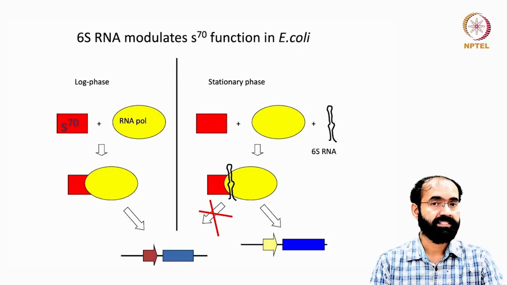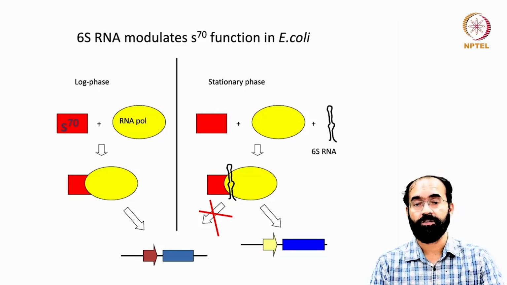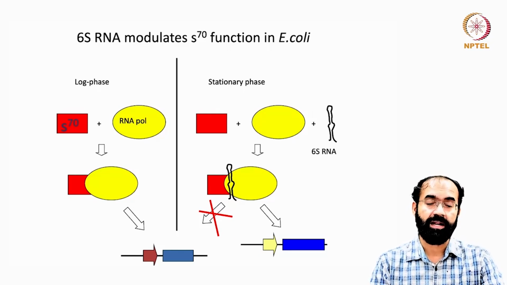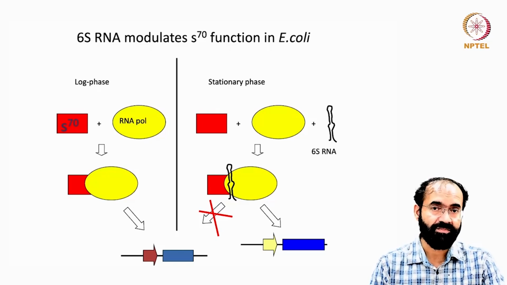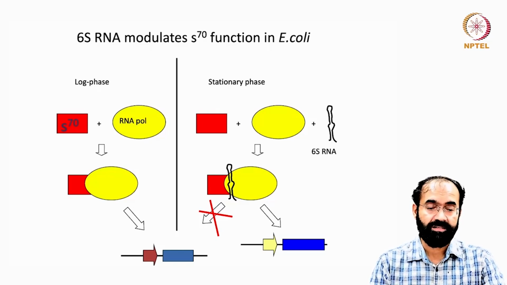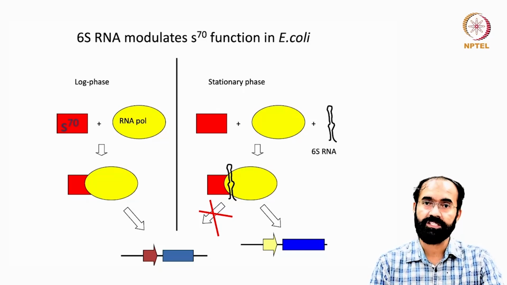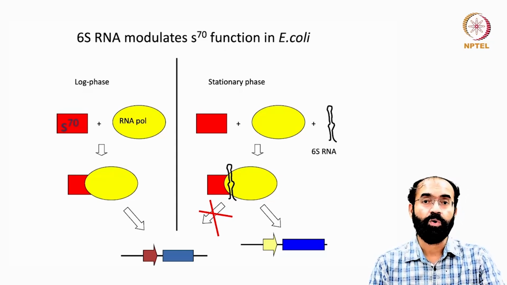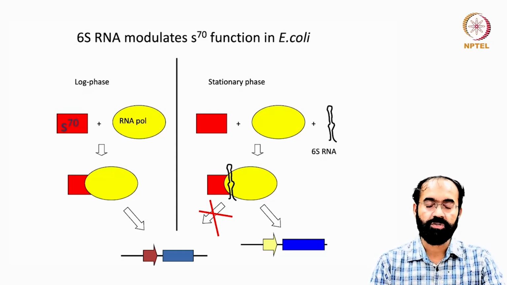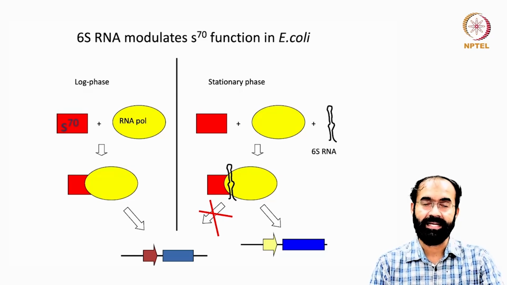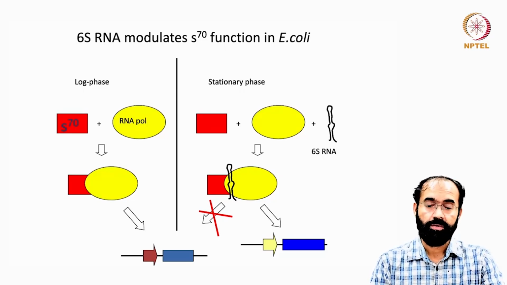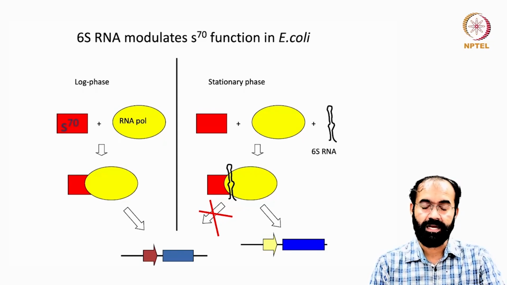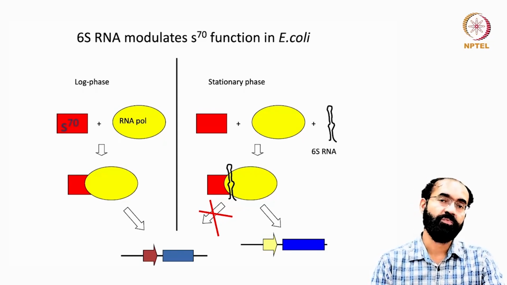In log phase, 6S RNA is not needed. If it comes, it should not come onto the sigma 70 and RNA polymerase complex. So the 6S non-coding RNA can modulate. This is what we should understand, the modulation. You have the same sigma 70 and RNA polymerase here, but the presence of 6S RNA modulates the target. It is no more going to the target that is helpful in the log phase. Now it is going to a different set of genes and promoters that are helpful in the stationary phase.